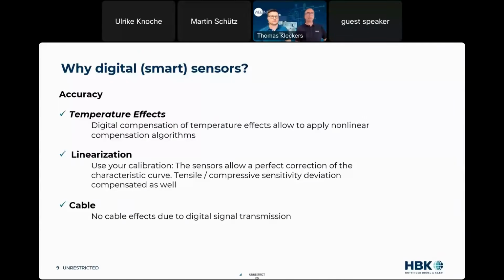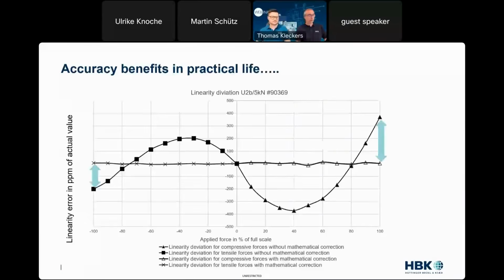We can add a linearization into the sensor, so you can use the calibration sheet that you may have to linearize your sensor and also to overcome the tensile-compressive sensitivity deviation. And we do not have critical, expensive cables for the connection of the sensor to the next stage of the measurement step. And electromagnetic fields become less important because the transmission is digital and really stable against noise.